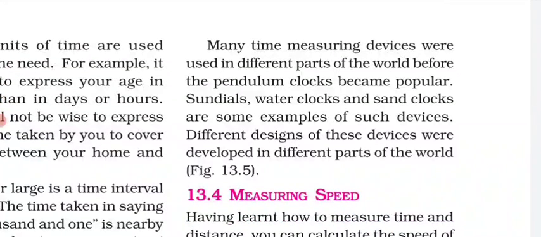Now, many time measuring devices were used in different parts of the world before the pendulum clock became popular. That means before we were using the pendulum clock, people used different types of instruments to measure time. For example, the sundial, water clock, sand clock, and some other devices were also used for measuring time.